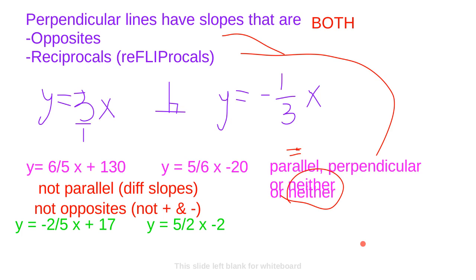All right. They are indeed opposite reciprocals because one of them is positive and one of them is negative. So that's perfect. That's what you need, right? This one's negative and this one's positive, so that's a good start. And then if you took 2/5 and flipped it, you would get 5/2. So you just flip it. So they're opposites and reciprocals.